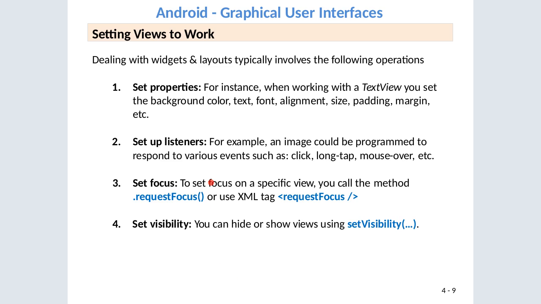And then we can have setting views to work. For your views to work, there are things that you need to set, and that's what we are calling the settings. One you'll need to set is the properties. You must set the properties. For example, if you're working with a text view, you need to set the background color. You need to set what text will be displayed. You would also need to set what will be the font size or anything.